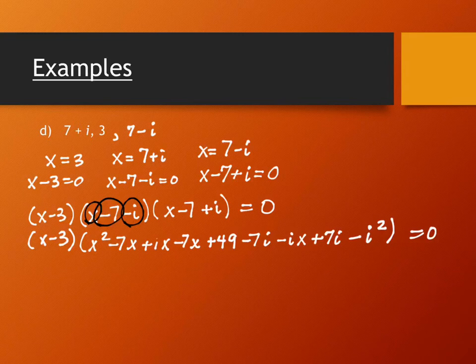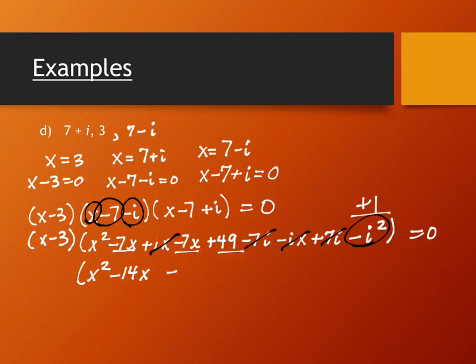All right, so let's pair things up. I have an ix and a negative ix. I have a negative 7i and a positive 7i. And this piece here at the end is the one that will be plus 1. Okay? Now, there's some other pieces that will simplify. So we already said this is plus 1. Let me write it in. There's an x squared. I have negative 7x and negative 7x, so it's negative 14x. And then I have 49, and I have 1, so I have 50.